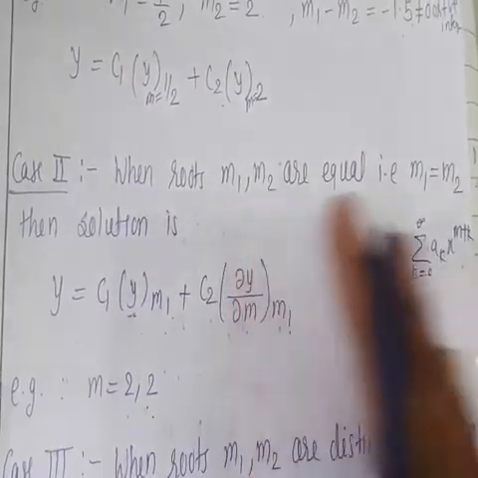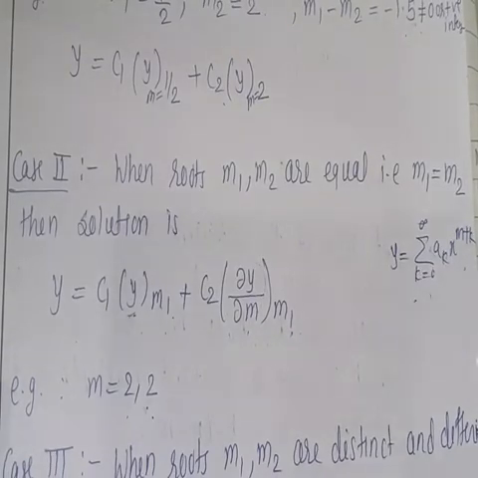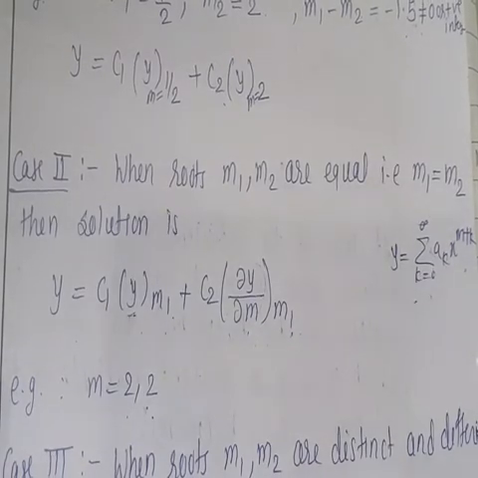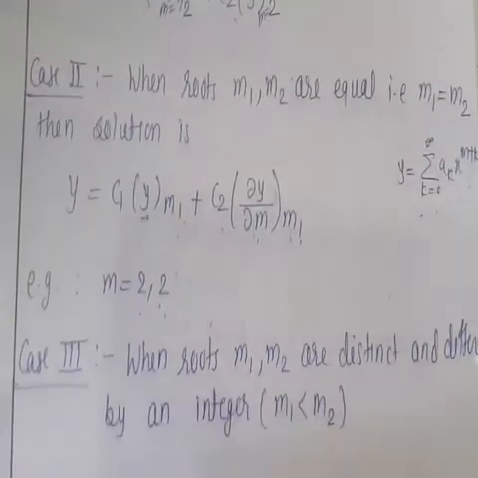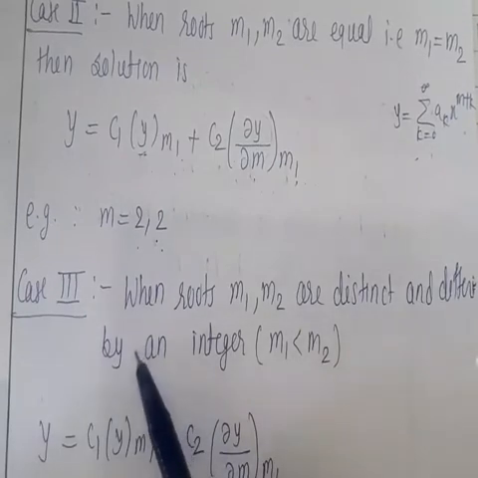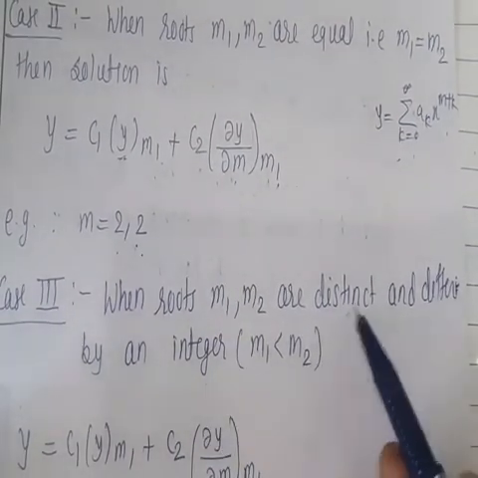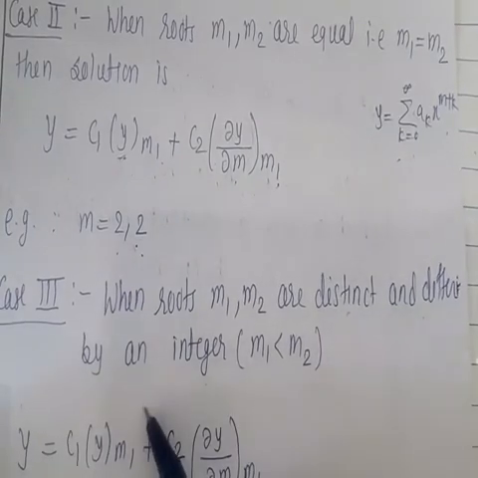Second case means both the roots are equal. If they are equal, then we have to find the derivative of the solution with respect to m. Then next, third step, case number 3. Case number 3 is when roots m1 and m2 are distinct. Again, this third case is distinct and differ by an integer.